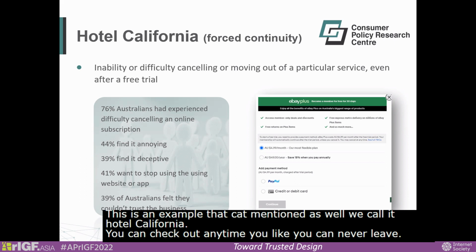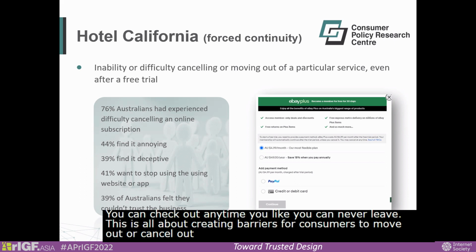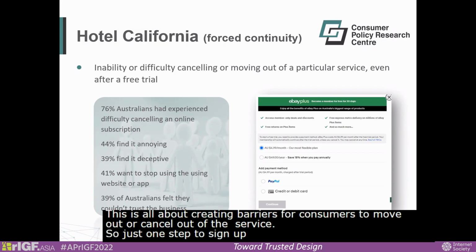We found that while it was super easy, often just one step, to sign up to something, signing out can take navigation of multiple steps involving additional questions and long pieces of content. And our research reveals 76% of Australians had experienced difficulty cancelling an online subscription.